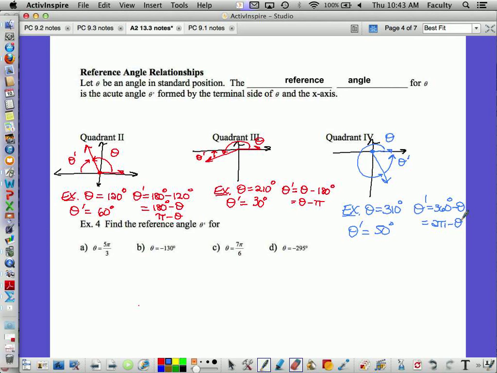So stop, look, and think about these three. And I didn't do first quadrant because in the first quadrant, the reference angle is the angle, okay?